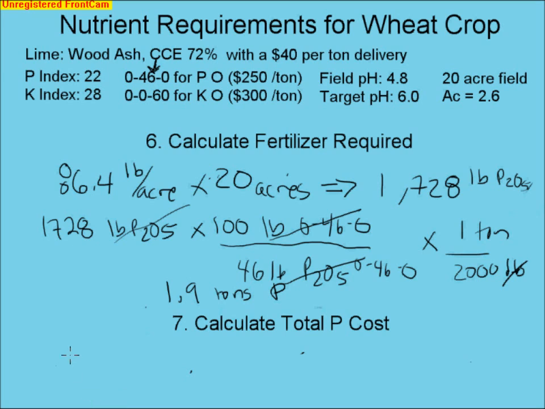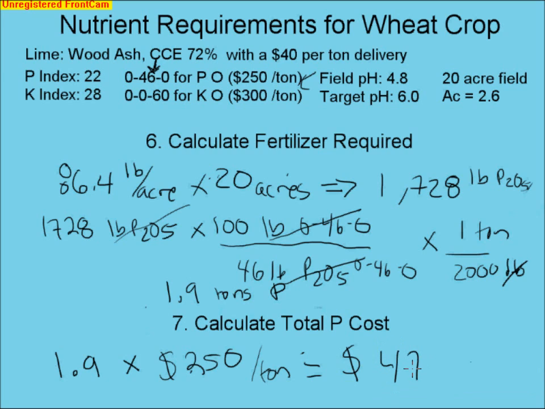Then we can calculate the total cost with 1.9 times the $250 per ton that we have listed up here. And we end up with a total of $475 for P.